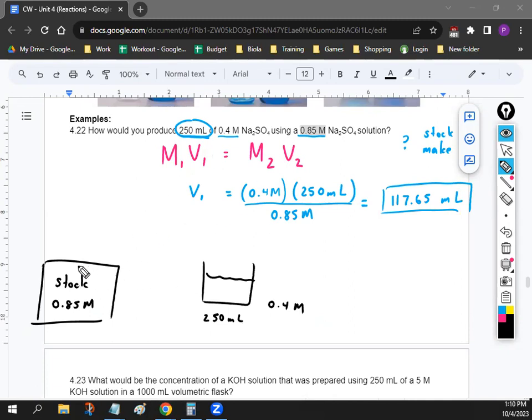So our calculations are basically telling us, hey, you're going to take 117.65 milliliters of your stock solution. You're going to put it into this container right here, the new container. And then you're going to fill it up to 250 milliliters. That will give you a 0.4 molarity solution. Does that make sense? That's pretty much what diluting is. You're just taking a little bit of the stronger one, and then you're making a new weaker solution out of it.